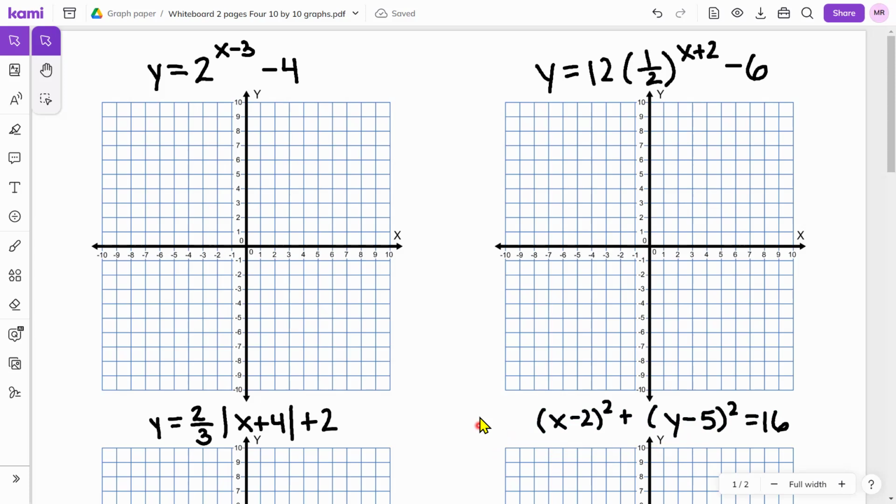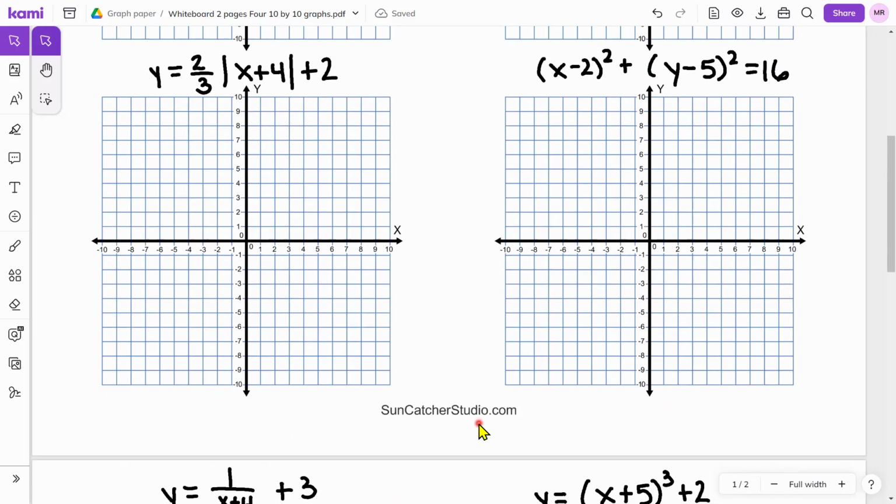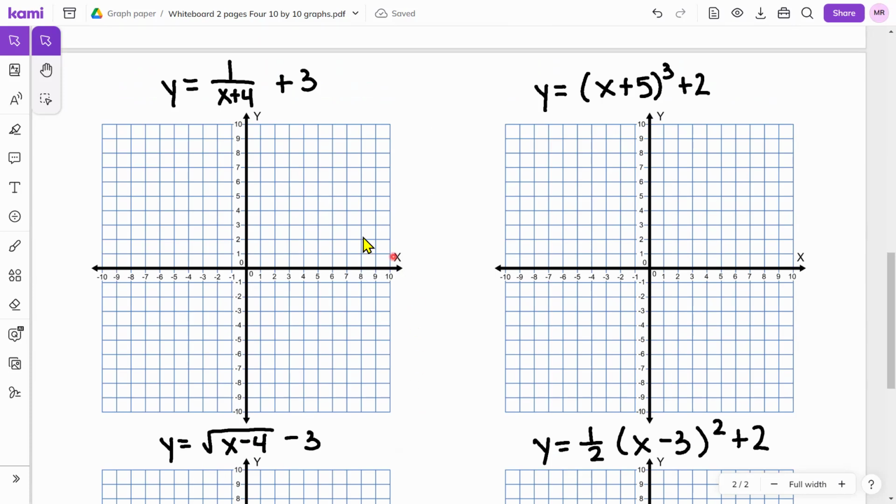Okay, on the back side, we have a reciprocal function. Y is equal to 1 over x plus 4, plus 3. We have a cubic function. Y is equal to the quantity x plus 5 cubed, plus 2. We have a square root function. Y is equal to the square root of x minus 4, minus 3. So x minus 4 under the square root. And the last one here is a parabola. Y is equal to 1/2 times the quantity x minus 3 squared, plus 2.